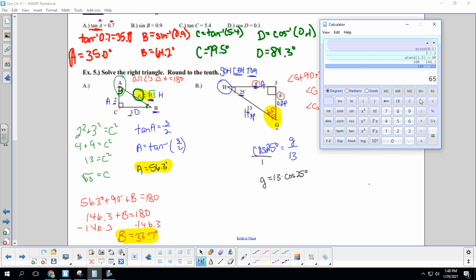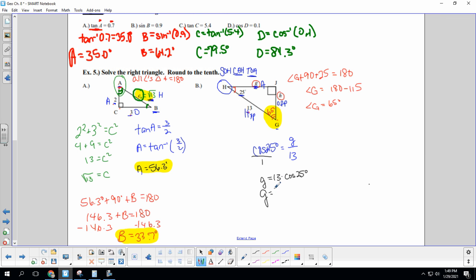Let's do some math on that. 13 times the cosine of 25 degrees is 11.8. So G is 11.8.